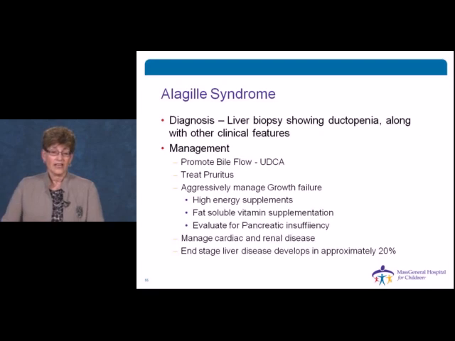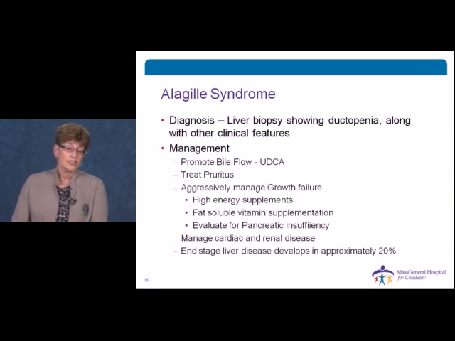be evaluated for that. And then managing the cardiac and the renal disease are really important, obviously, in those children who have significant cardiac and renal problems. End-stage liver disease occurs in about 20% of these. Frequently during the first decade of life, the cholestasis, the hyperbilirubinemia recedes, and the children and then adults are left with chronic liver disease that they end up living with.